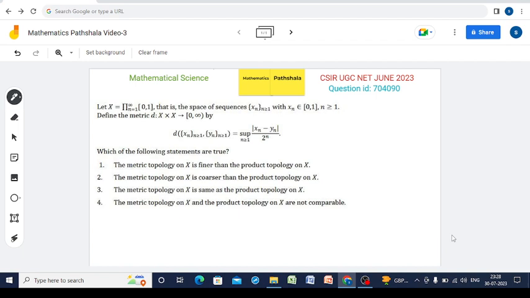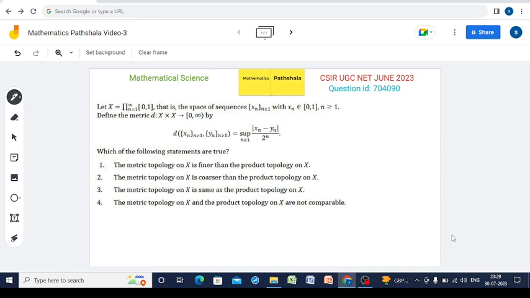Question ID 704090, and this is another problem of topology. See the question here: X equals the product over n equal to 1 to infinity of [0,1], that is, the space of sequences xn with xn belonging to [0,1] for n greater than or equal to 1, and the metric d from X cross X to [0, infinity) is defined by this sup metric. Which of the following statements are correct?